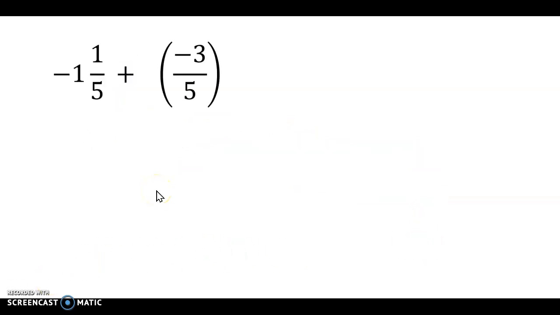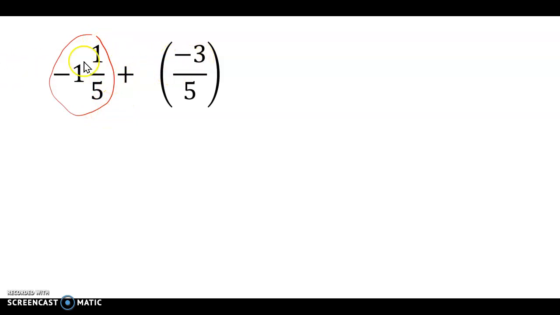Alright, this example, we have a common denominator. This is a mixed number, but this one's not improper, so we're fine. Now, one thing you want to be careful of, this whole problem right here is negative. So, on that one, negative 1 and 1/5.